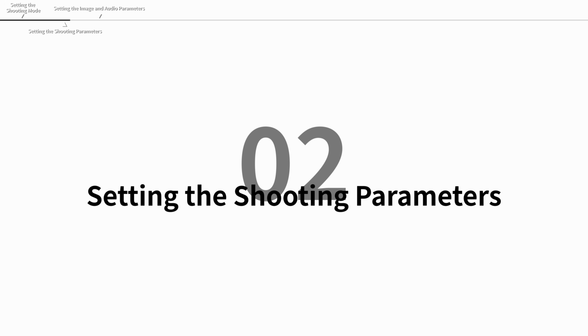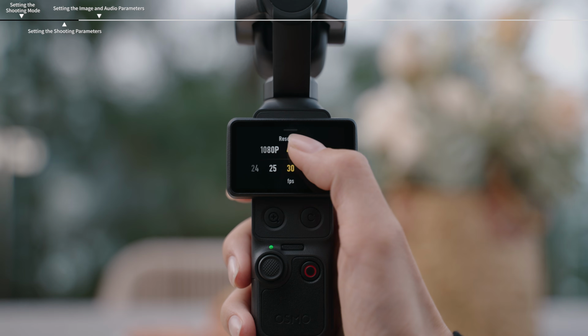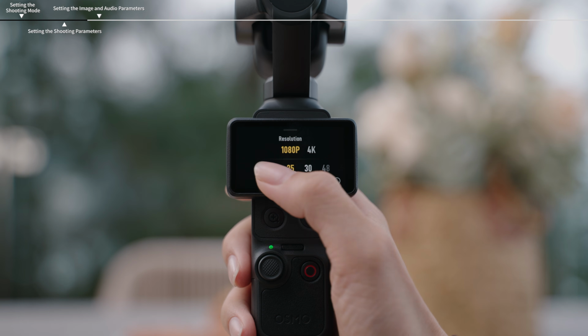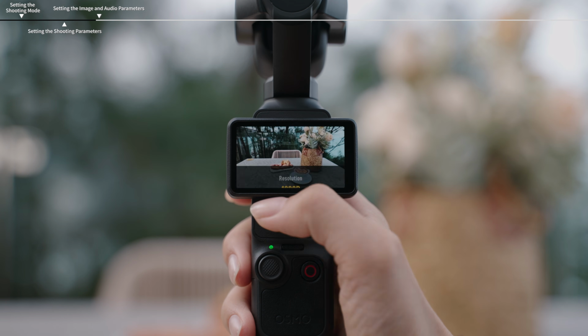Setting the shooting parameters. Swipe up from the bottom of the screen to set the shooting parameters. Various parameters can be set in different shooting modes.